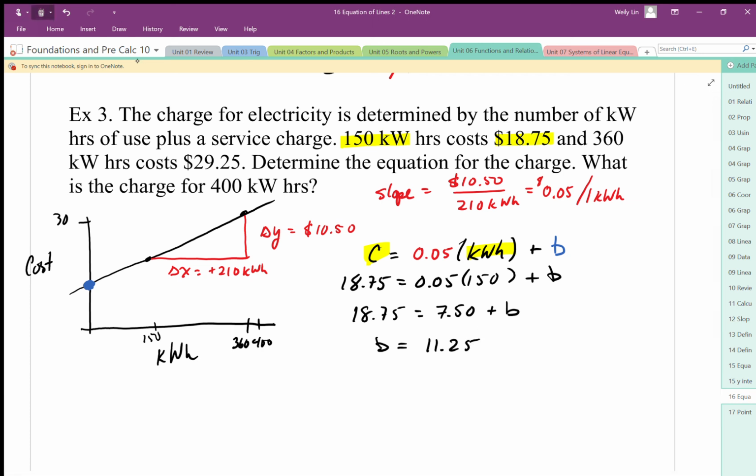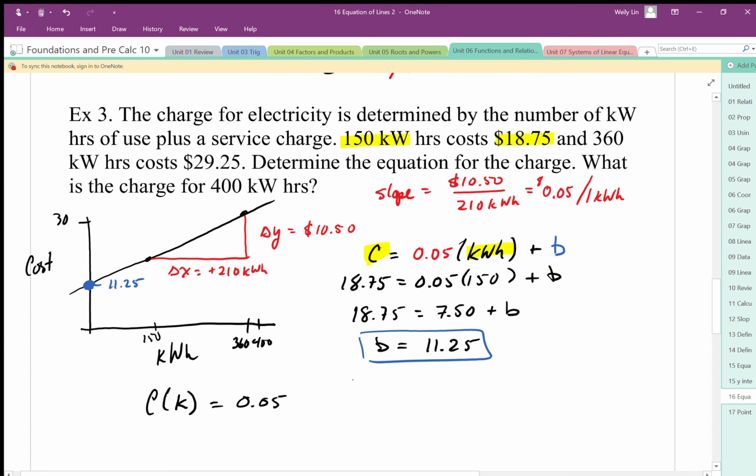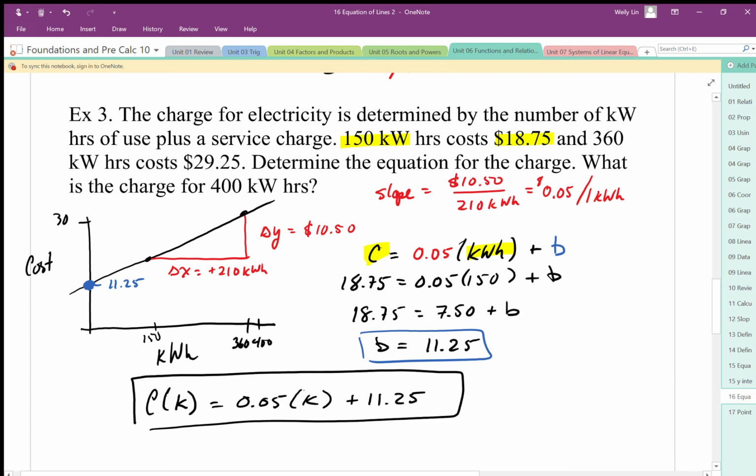Okay, so there's my y-intercept. Okay, that's going to be $11.25. So now I can write my equation, and maybe we'll write this one in function notation. The charge in terms of the kilowatt hours is going to be 5 cents per hour times the number of kilowatt hours plus my initial charge of $11.25. Okay, so there's my equation for that.